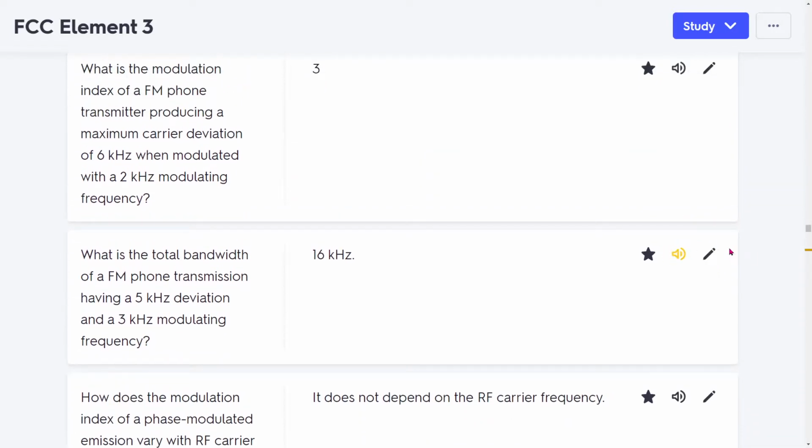What is the total bandwidth of a phantom phone transmission having a 5 kHz deviation and a 3 kHz modulating frequency? 16 kHz.